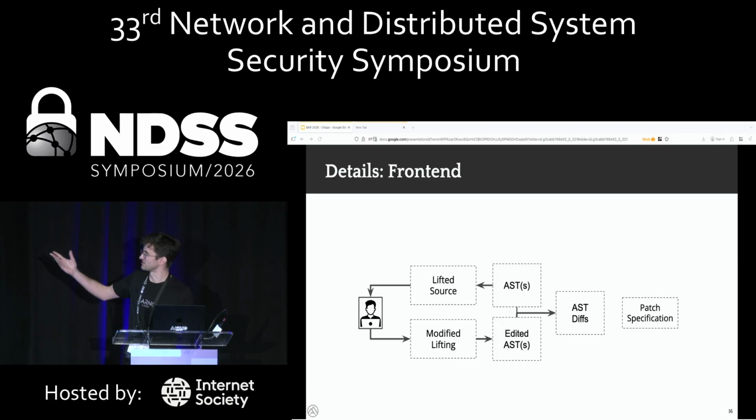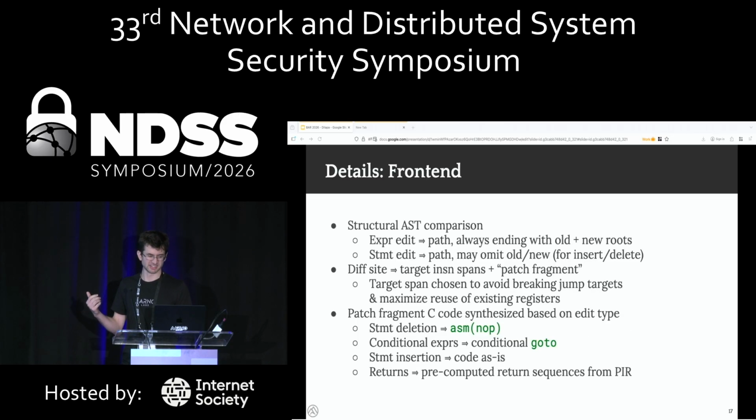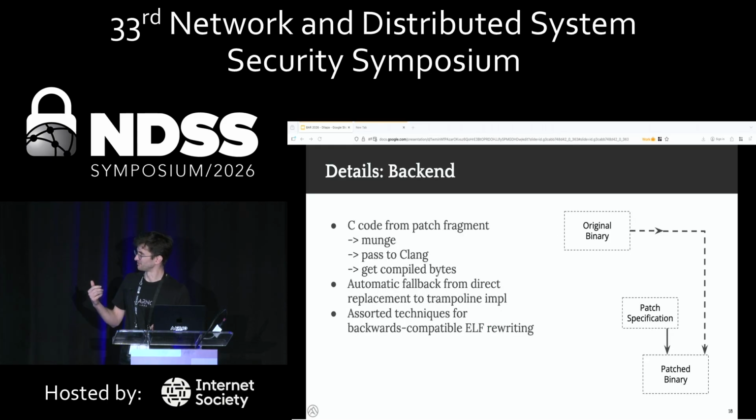And we call this the front end. Basically, everything that goes from ASTs to these patch specifications, these snippets of C code, we call the front end. This is derived from the traditional compiler split of front end and back end. So for us, the back end is basically the component that takes the patch specifications and applies them to the patched binary.